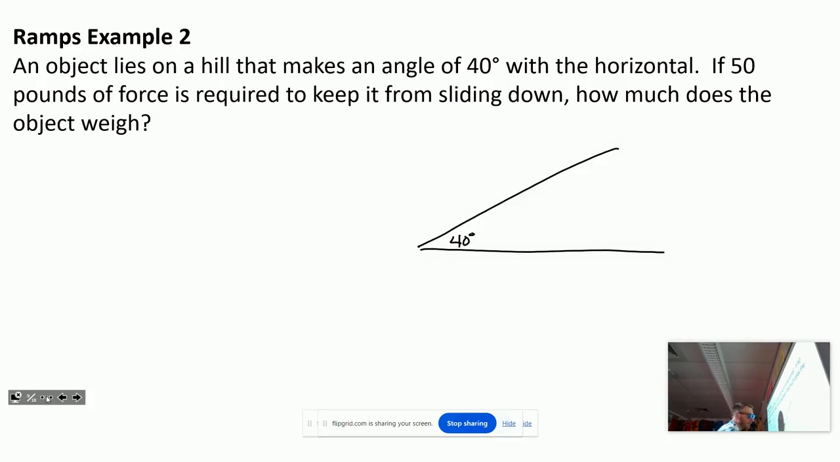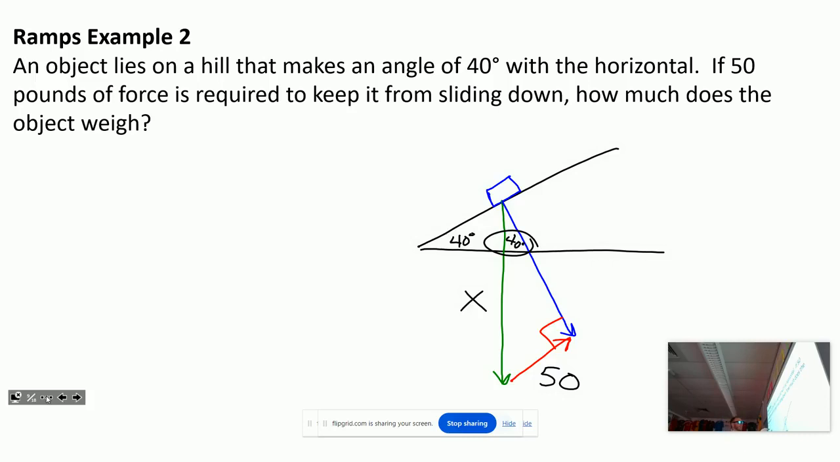So I'm going to draw up my very similar situation here. I've got an object, a box, whatever it is. The weight of that box goes straight down. Again, will always be the longest vector. Perpendicular component to the hill, and then the force required to keep it from sliding down the hill. Again, my 40-degree angle will also be here in this triangle. The question is, 50 pounds of force is required to keep it from sliding down the hill. That's F, that's my red vector. So how much does it weigh? That's my green vector, W.